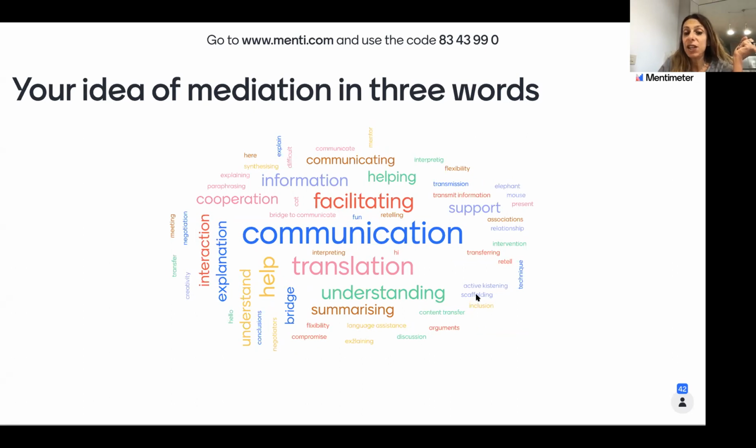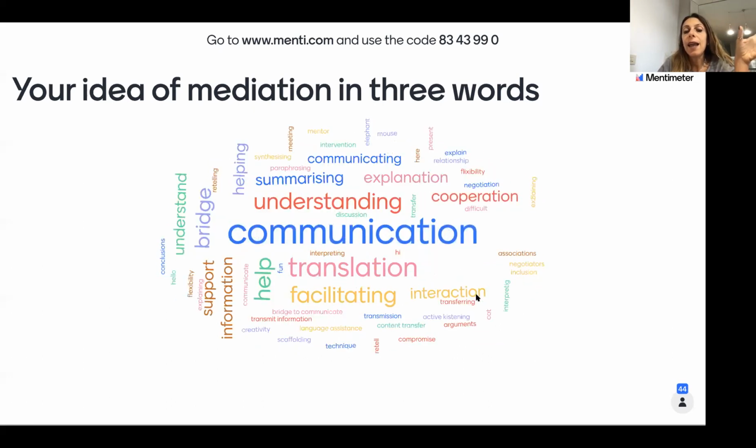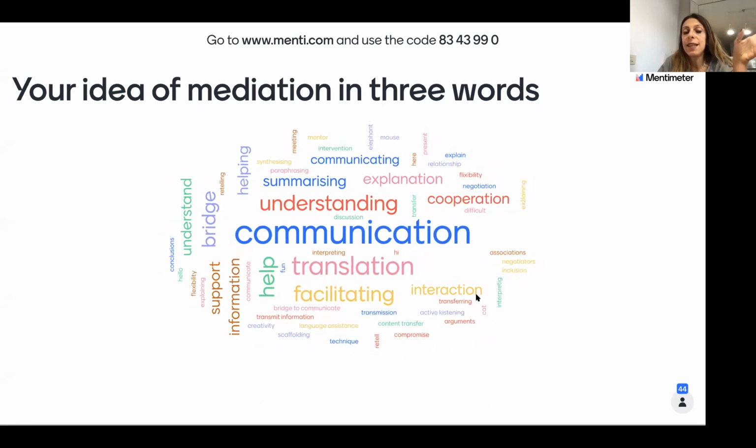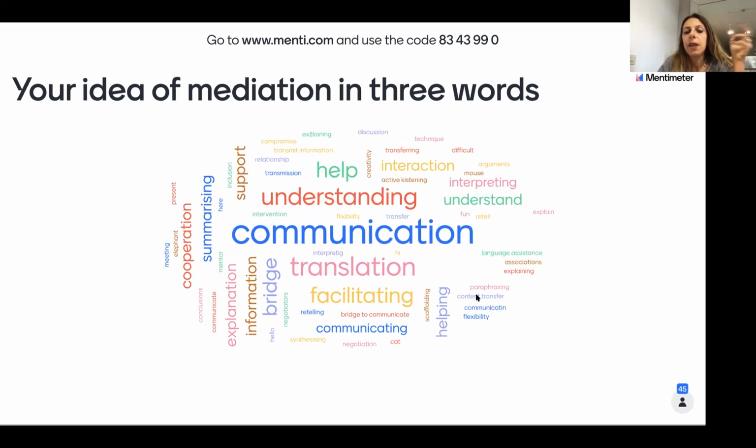Then we have translation. Translation is another key word, of course, linked to mediation, because we translate, we mediate concepts, we mediate meanings, and that could be from a language into another language, so translating, or could be also within the same language, using different modes, using different channels, different codes, and so on.